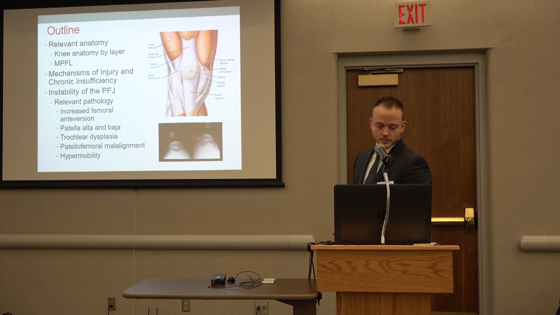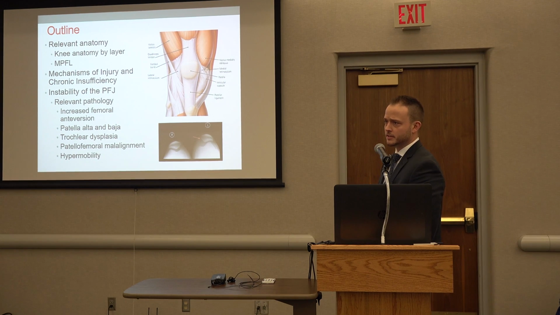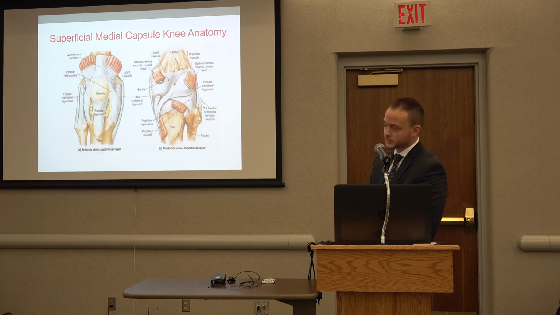So very quickly, just going to go over the relevant anatomy of the patellofemoral joint and then some of the more anatomic variants that will cause chronic instability at that surface. So looking at the medial superficial knee capsule, most relevant structures here will be the medial patellar retinaculum. This is all the stuff that's superficial to the superficial MCL.